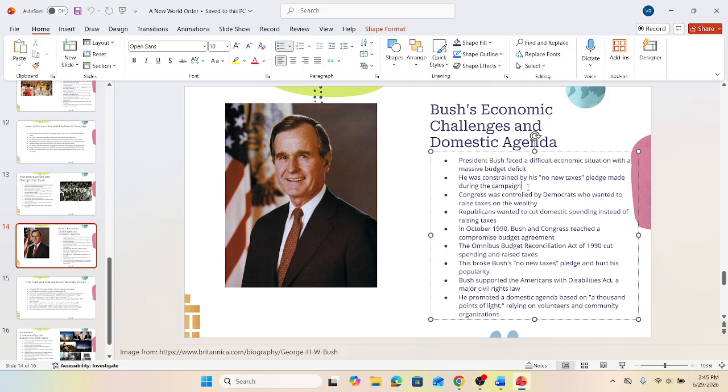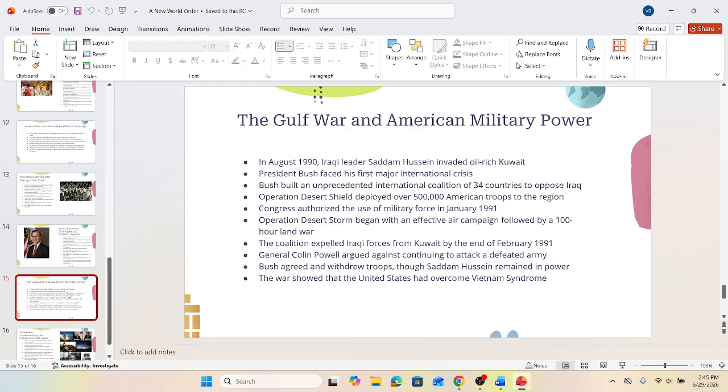Bush promoted a domestic agenda based on, quote, 1,000 points of light. So his domestic agenda, or his goals for at home, relied on volunteers and community organizations, getting the people involved in helping make the country a better place.